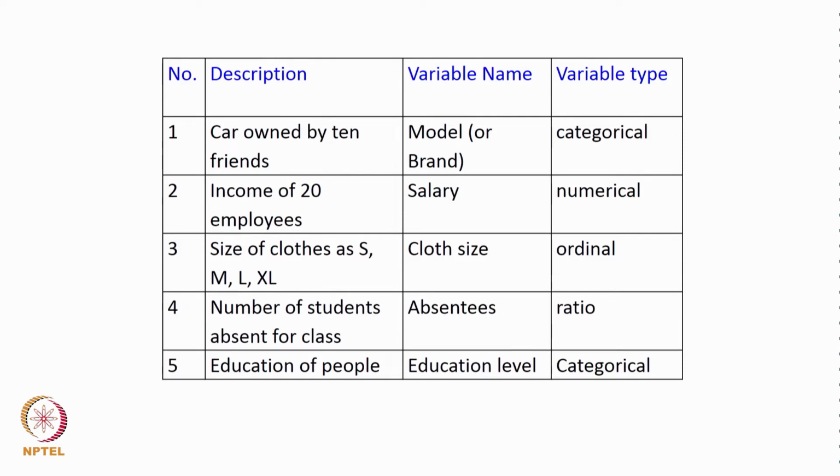So, if we take this cars owned by 10 friends, the variable name could be model or brand. For example, the car could be a Ford car or a Hyundai car or a Maruti, as the case may be. So, that is the variable name which is the model or brand, and that data is categorical. So, you would say either this or that or the other. Now, if we look at income of 20 employees, the variable name that we can give could be salary or could be income, and the data type is numerical.